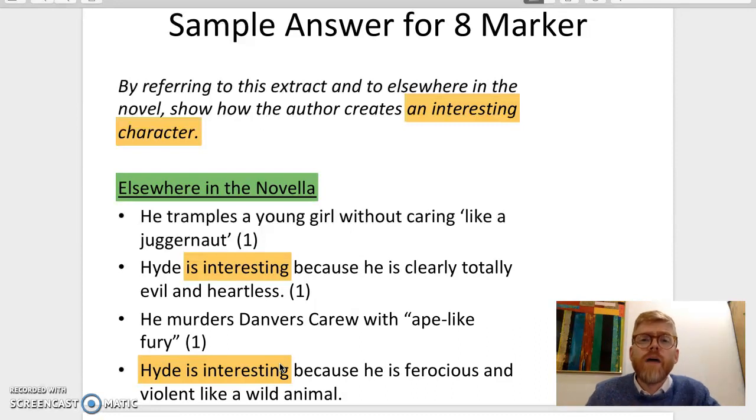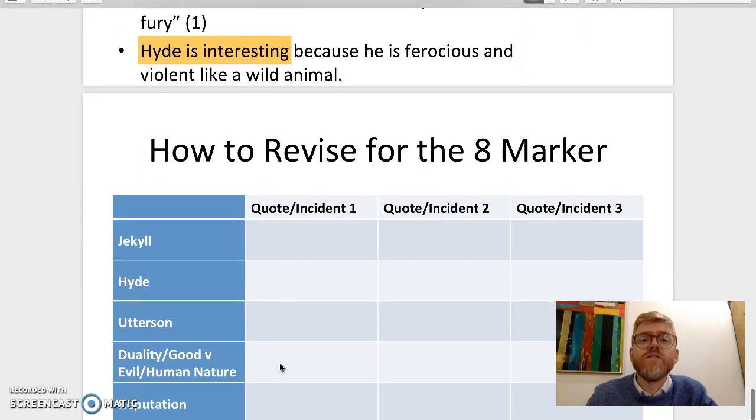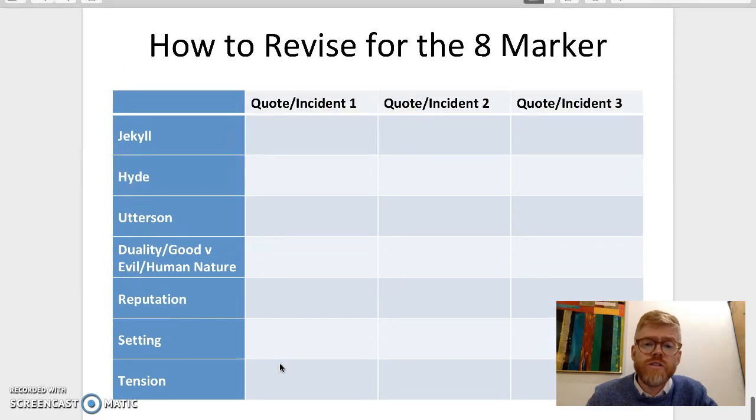But I also want in this video to just offer a few words of advice about how you might go about preparing for this part of the paper. One of the things that I do with my students is I give them a grid that looks like this, normally on A3 paper, and I look at all the key areas that could potentially come up in the exam. So you could be asked to focus on a specific character.